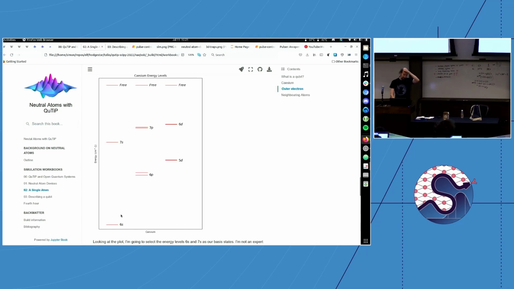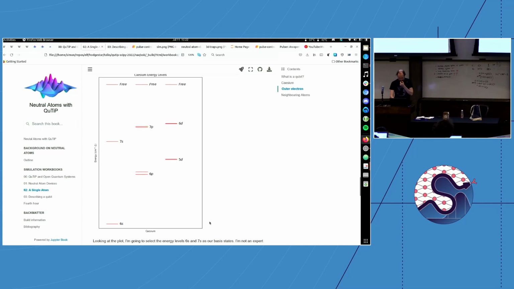So here at the lowest energy level is the state 6s, that's just the outer electron in its lowest state. And then what happens when we shine a control laser on it is that we can add energy or subtract energy from it and move it between these different states. So if we were real experimentalists designing a device like this, we would want to pick states that worked well for us.